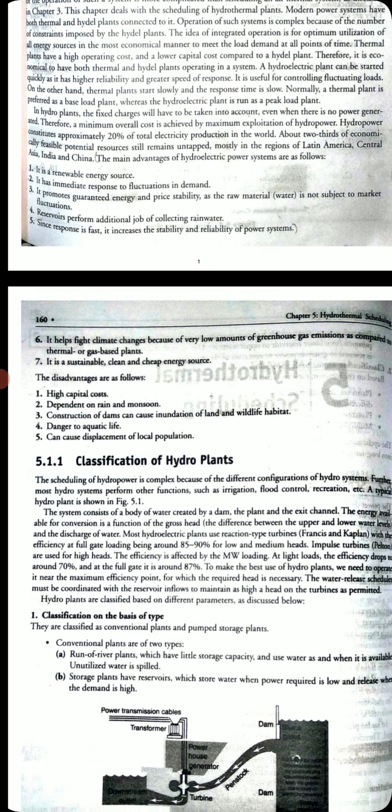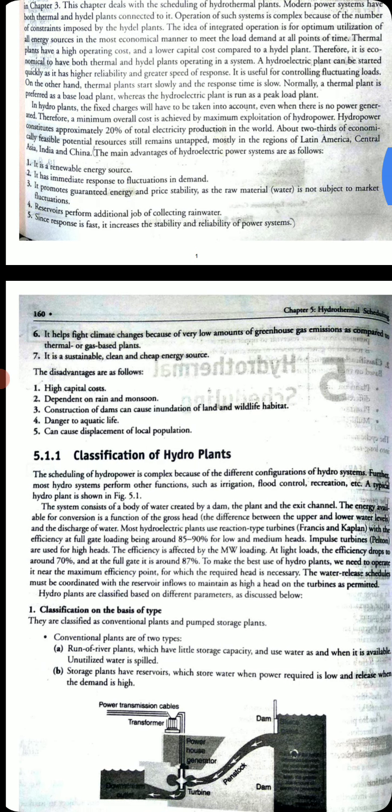So it helps in fighting climate change, because it emits a very low amount of GHG, that is greenhouse gases. If you compare to a thermal plant, which emits more impurities and pollutes the environment, hydro is very low, and it is a sustainable, clean, cheap energy source. Sustainable, very clean, and cheap because of the availability of water. So these are some advantages of the hydroelectric system, and it has some disadvantages also.